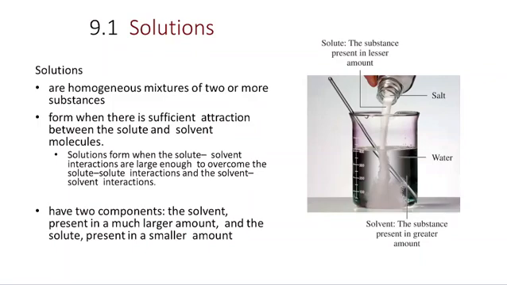Now, when we are making a solution, there are going to be two or more components. But understand that sometimes these components can include more substances between them. Let me clarify what that means. The major part is going to be a solvent. The solvent is the substance that is present in greater amount. And we have only one solvent.